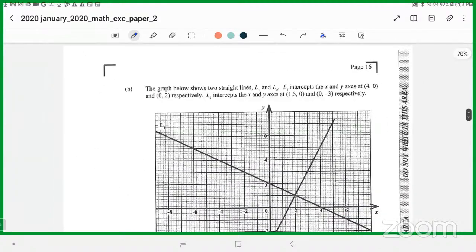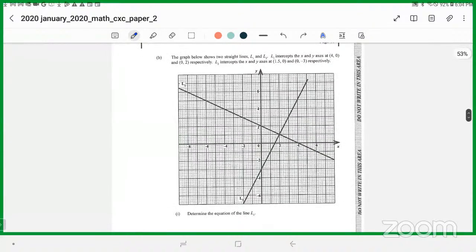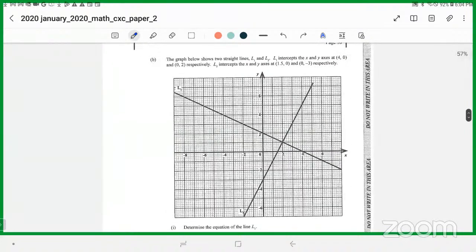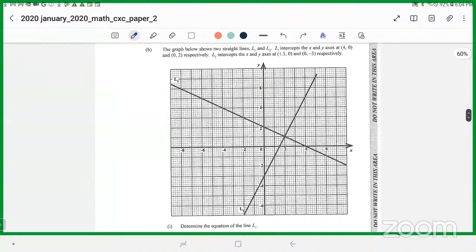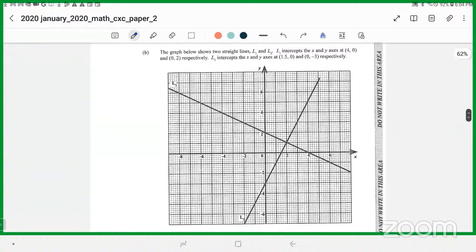All right, so here now, nice, coordinate geometry. The question says the graph below shows two straight lines, L1 and L2. I like this question because you can get everything you want off the graph. It's there. Minimum calculation needed. You can literally get everything you want off the graph. It says L1 intersects the x-axis at (4, 0), it's right here, and the y-axis at (0, 2). Those two points.